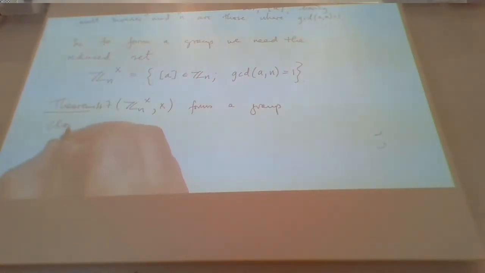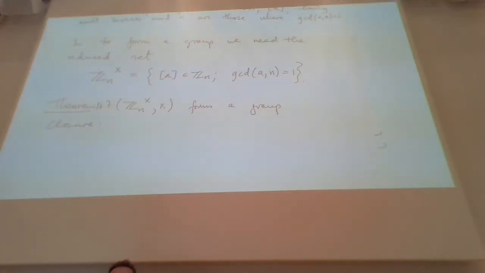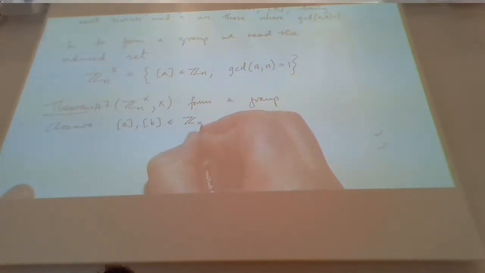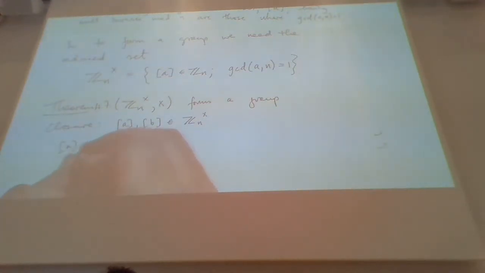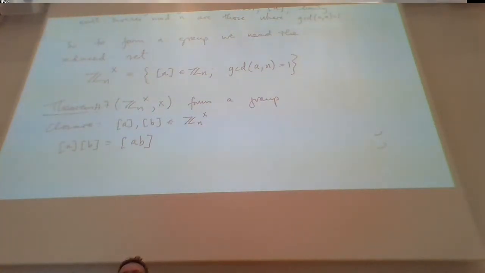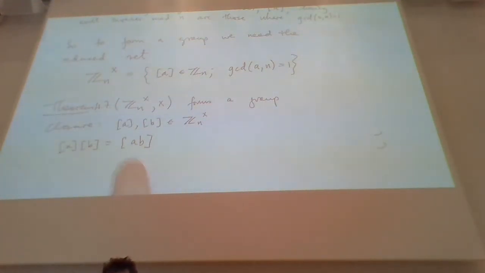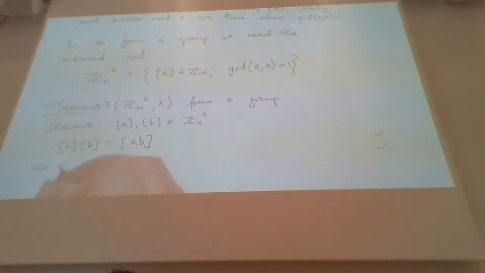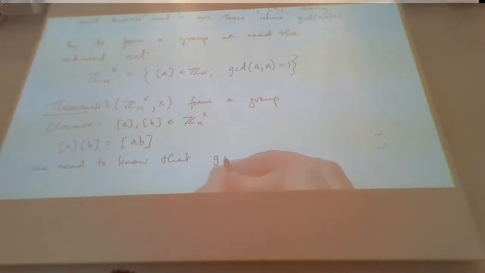Closure. Well, you see, already we've got to prove a little bit about closure. Because if we take two congruence classes, A and B, that are in Zn star, the product of them is the congruence class of the product. Is this in Zn star? Well, it may or may not be. We need to know that the GCD of A times B with n is 1.